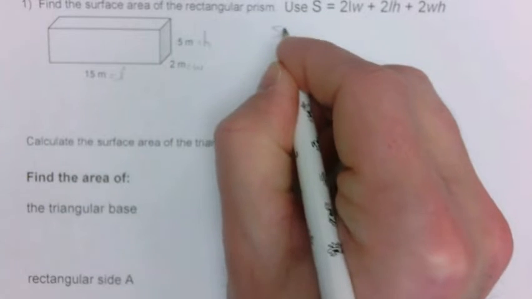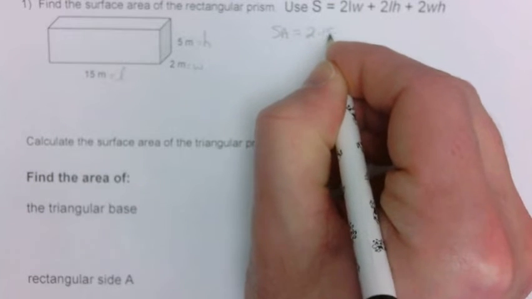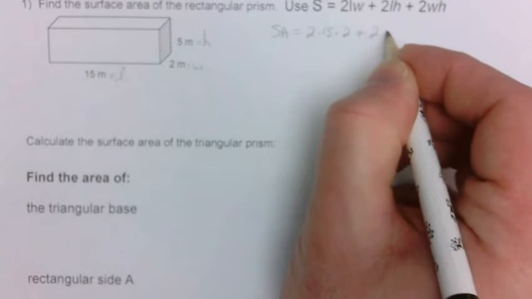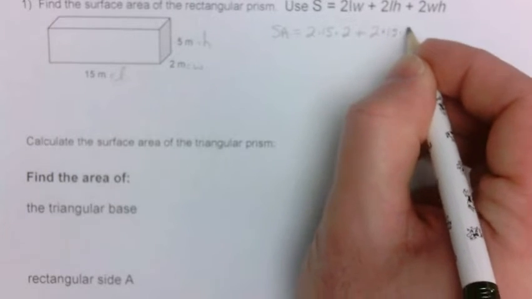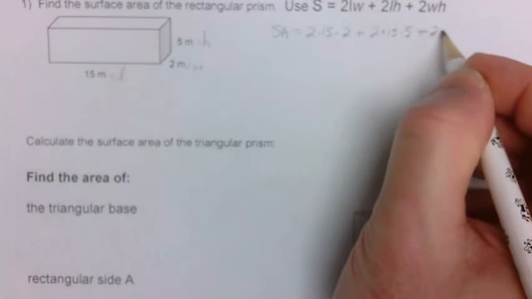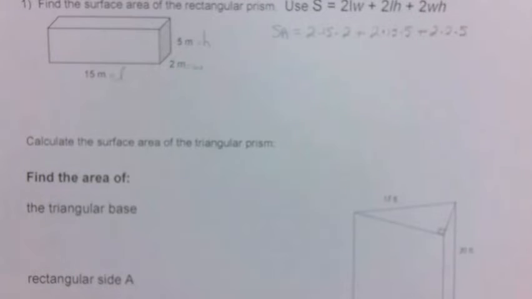So SA for surface area equals 2 times the length, which was 15, times the width of 2, plus 2 times the length times the height. 2 times the length was 15, and the height was 5, plus 2 times the width times the height. 2 times the width was 2, and the height was 5.